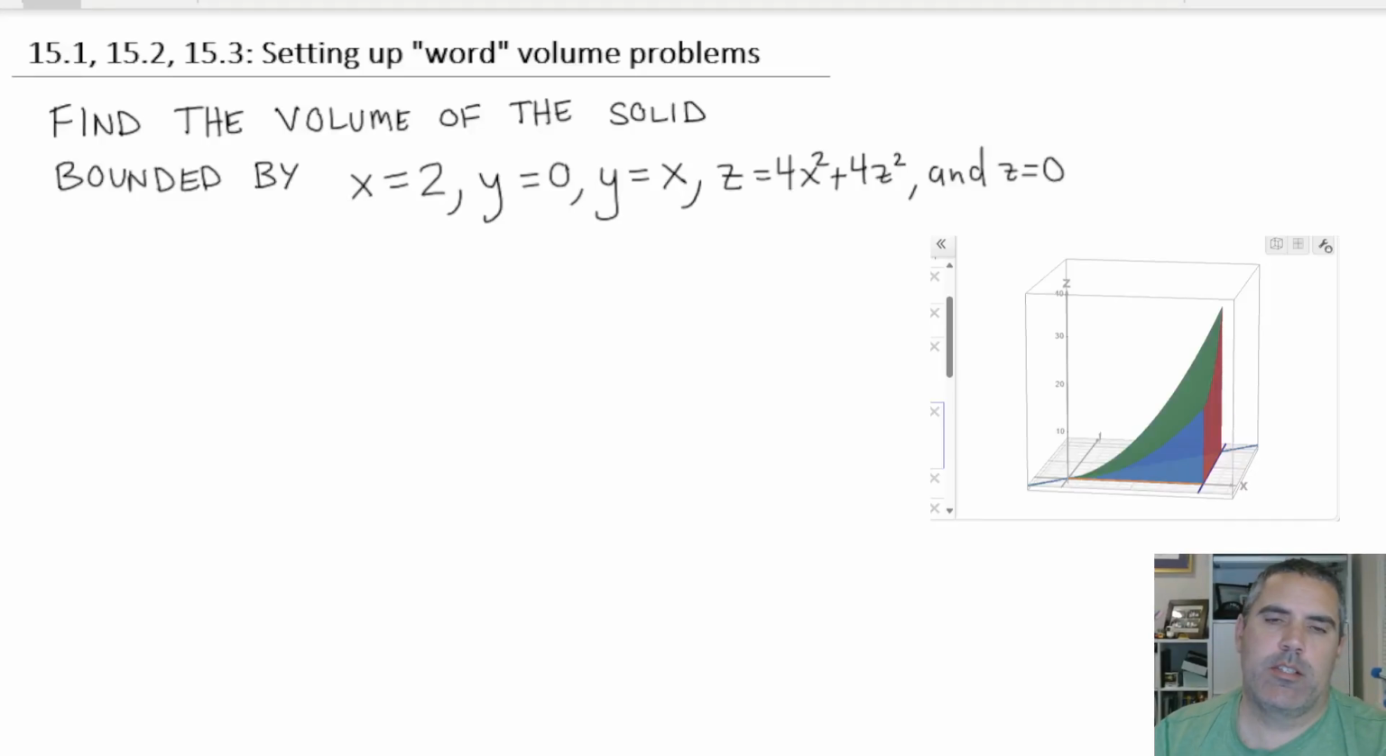Hello, math fans. I'll make a video here on how we set up so-called word volume problems. These are ones that come up in the homework where it just describes the boundaries. And I find that students are often overwhelmed by just the sheer number of equations here. Look, there's 1, 2, 3, 4, 5 equations.